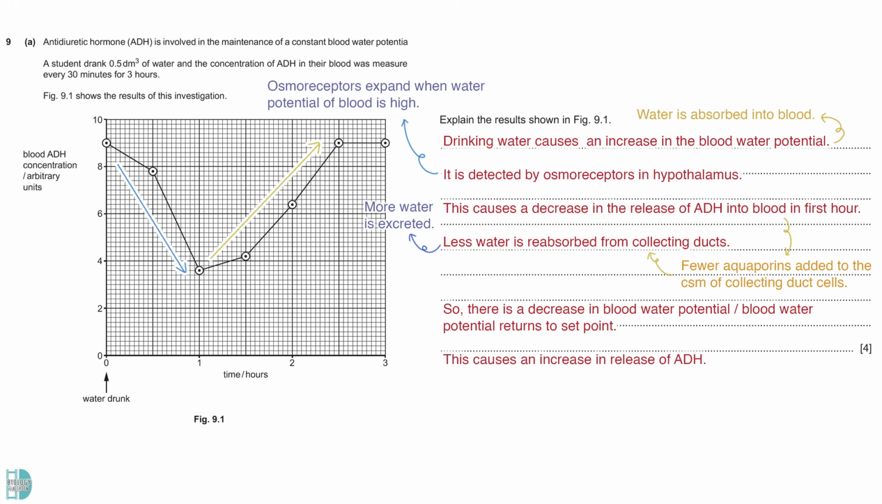This causes an increase in the release of ADH. More water is reabsorbed from the collecting ducts as there is less water in the blood now. This regulatory mechanism, which counteracts the stimulus to maintain a stable state, is called negative feedback.